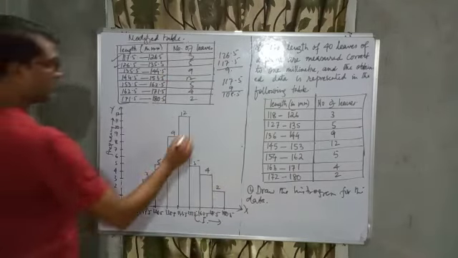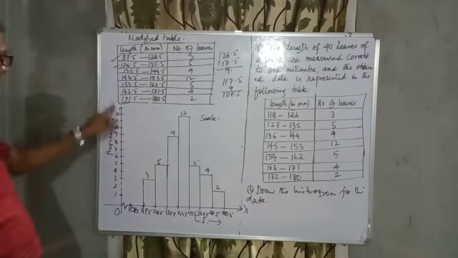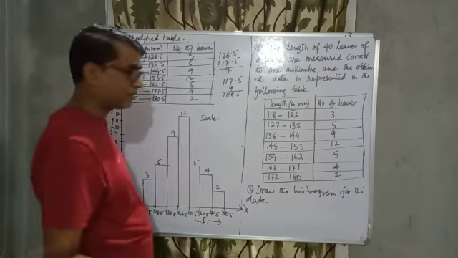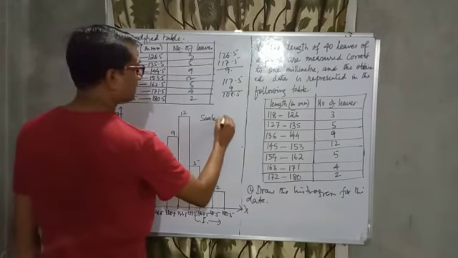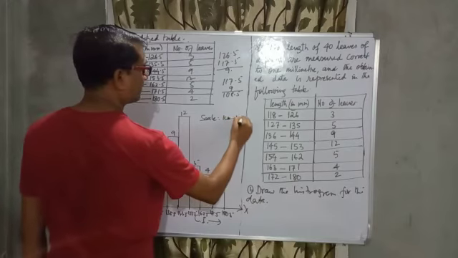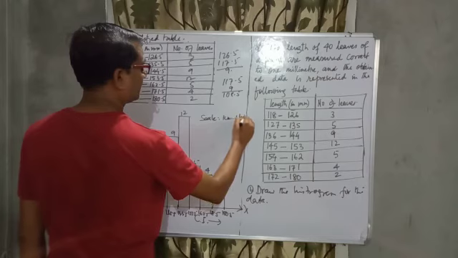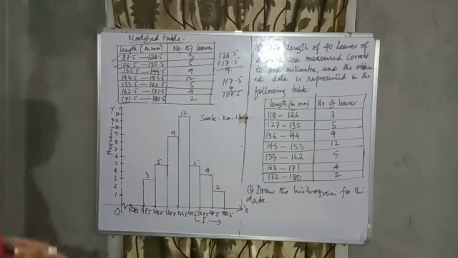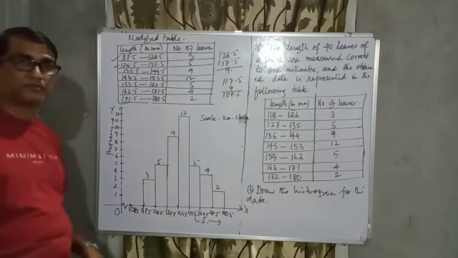And we can write the scale. Actually the scale depends on the frequency. Here, with the help of the scale, we are taking 1 centimeter equal to 1 unit, one leaf. 1 centimeter is 1 leaf. That is the scale we have taken. And this is the histogram.